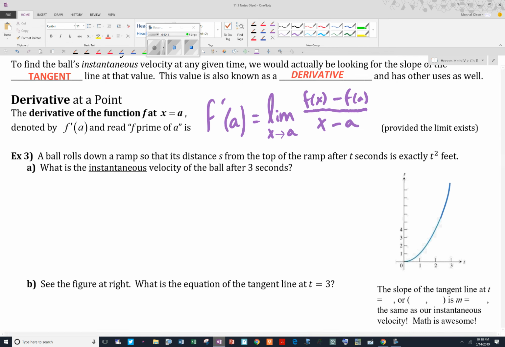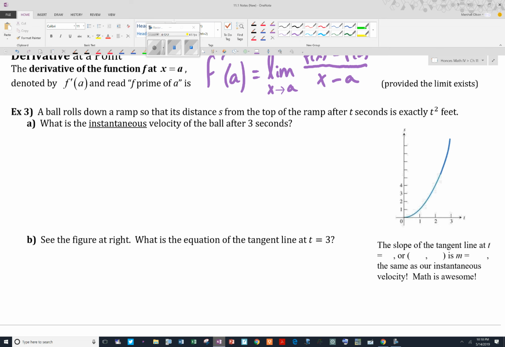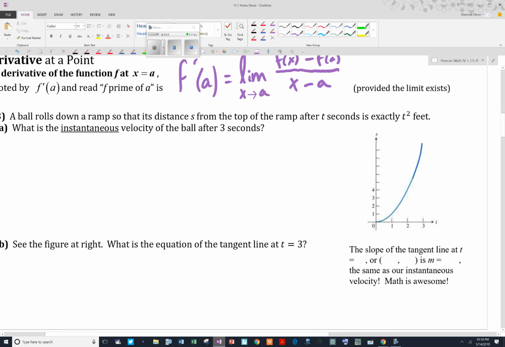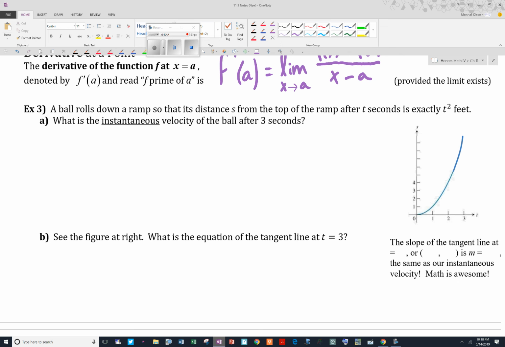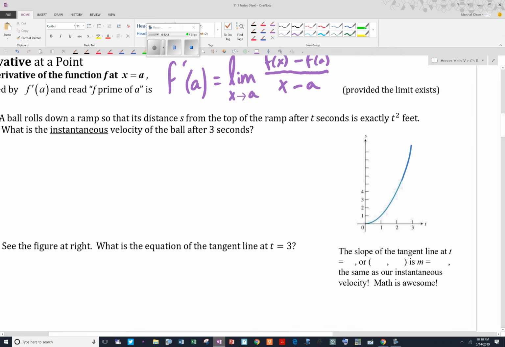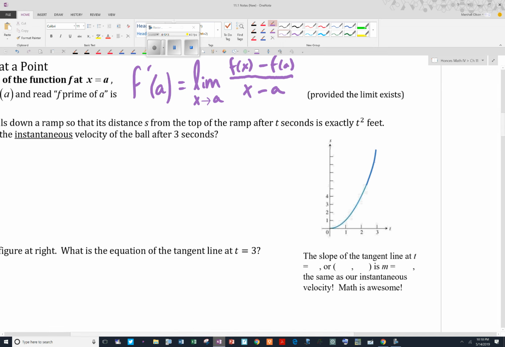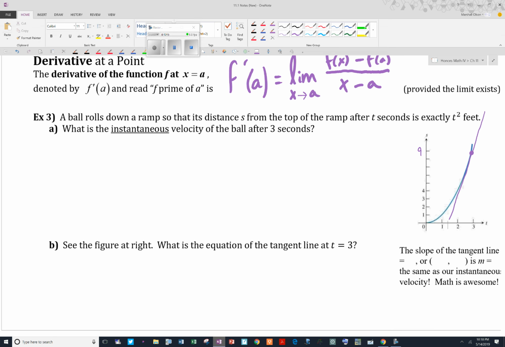So if you've got a ball rolling down a ramp, the same ball, same ramp, the distance s from the top of the ramp after t seconds is exactly t squared feet. What is the instantaneous velocity of the ball after 3 seconds? So we're not looking for the secant line anymore. We're just talking about this point right here at a t value of 3. We know that the y value, the s value, is 9. We're looking for the slope of that tangent line right there, which is also the instantaneous velocity.